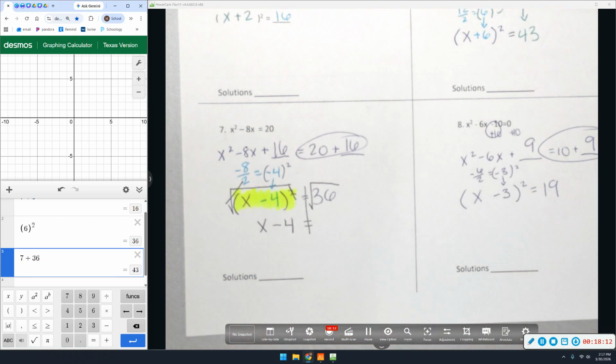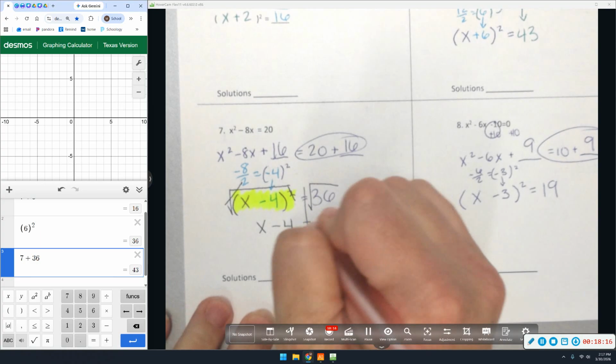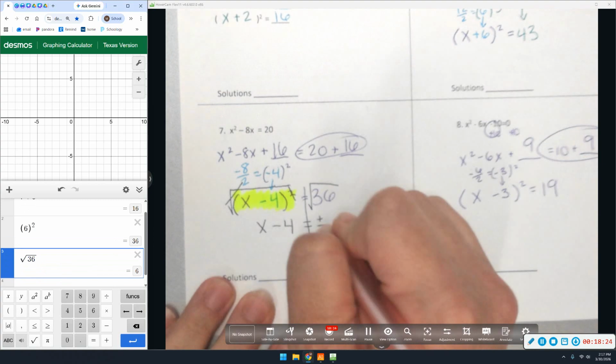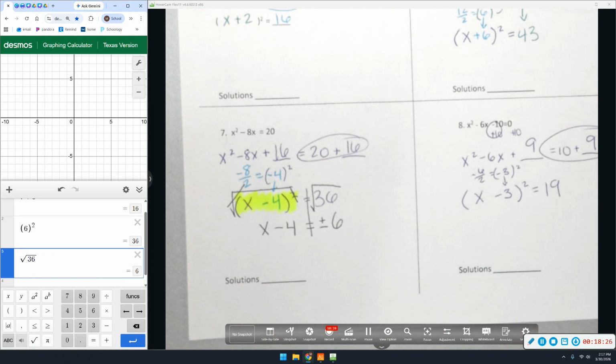Do y'all remember when you take the square root of a whole number, you have to have that plus and minus? Okay, so we have plus and minus, and if I take the square root of 36, I get a whole number, 6. So do I have to do the factor tree? No. Is x by itself? No, so we're not done.